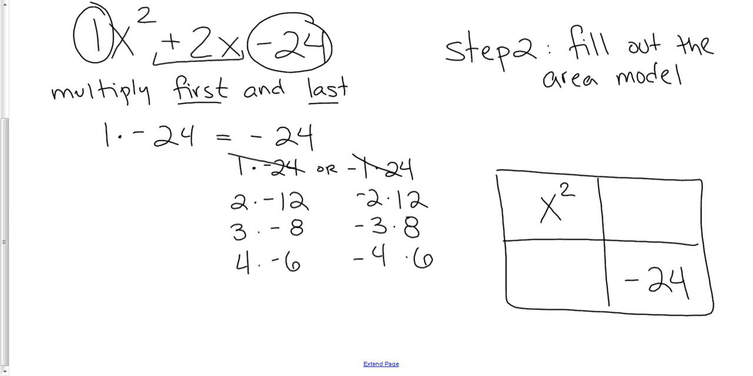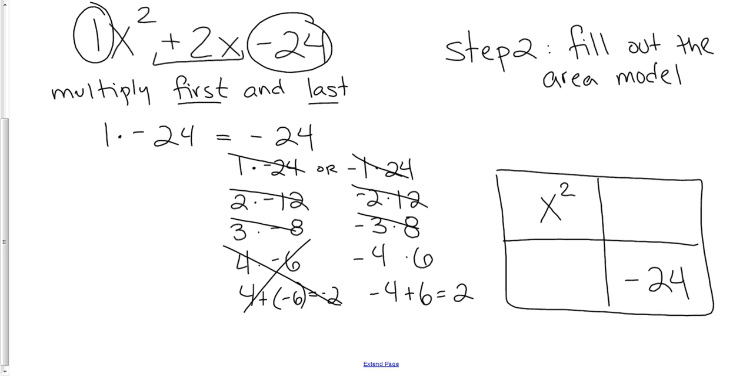Well, we cross off these guys. Those don't. Those don't. Those don't. So I'm left with 4 and 6. 4 plus negative 6 gives me negative 2. Well, that doesn't work. I need a positive 2. So negative 4 plus 6 gives me 2. That's what I want to use. So I'm going to go over here, put a negative 4x in one corner. I'm going to put a 6x in the other.